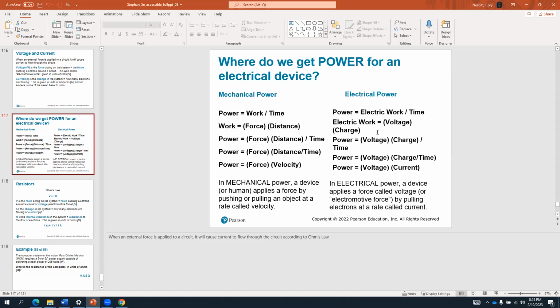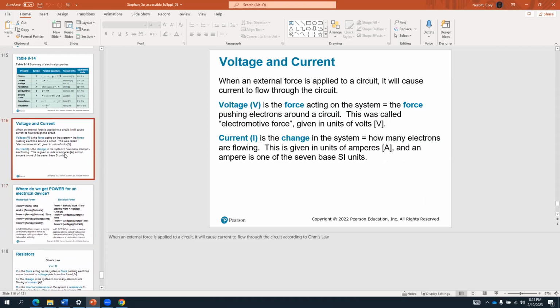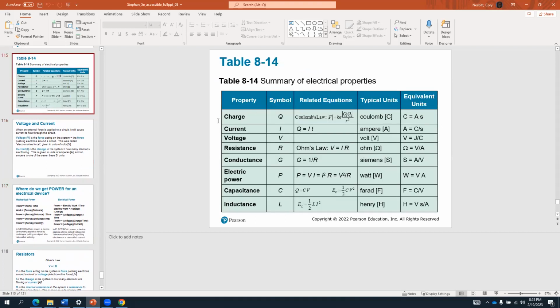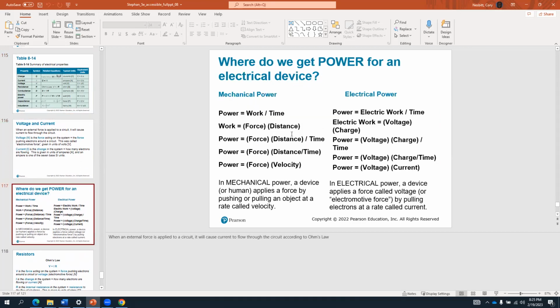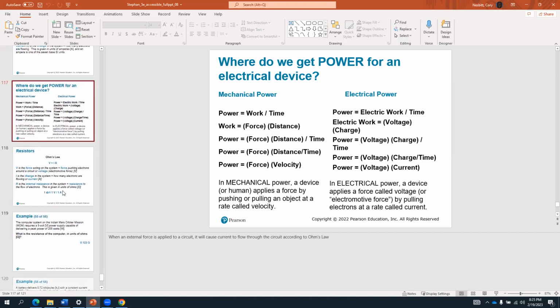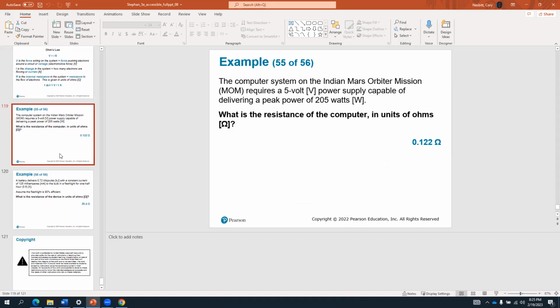Electrical work is V. What was C? Can't remember what charge is. Charge is Q, so VQ. Sorry, I said that wrong. So electrical work is VQ. I'm pretty sure you all saw that before I did. All right.